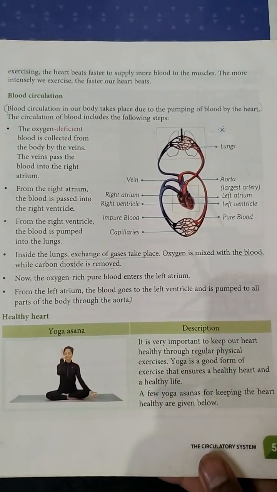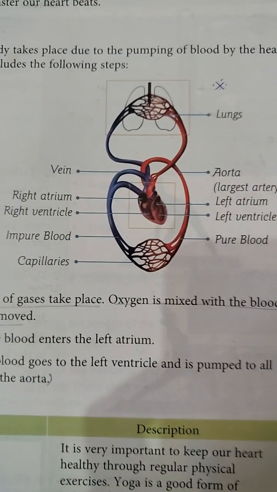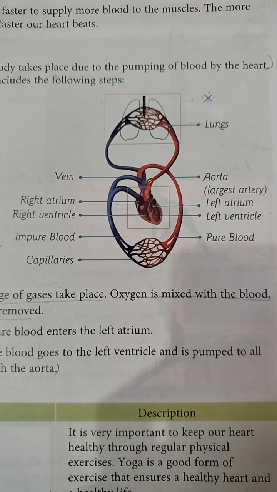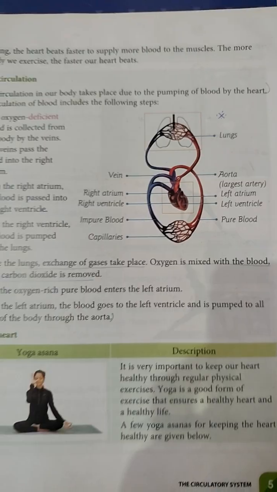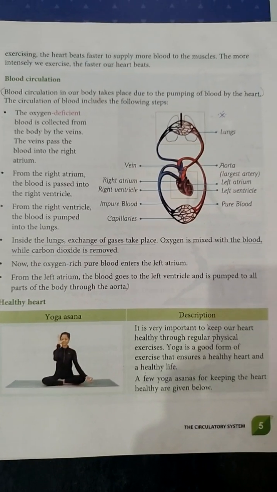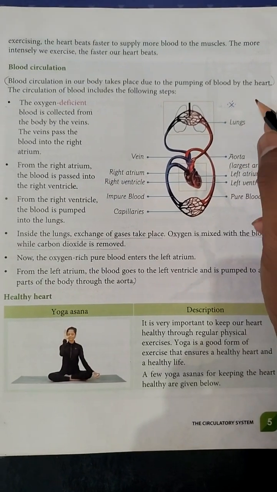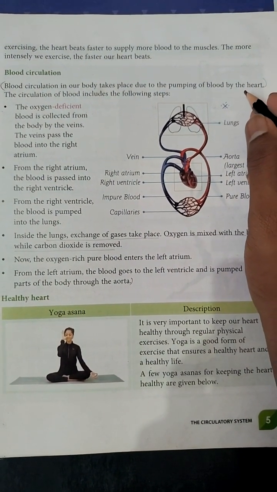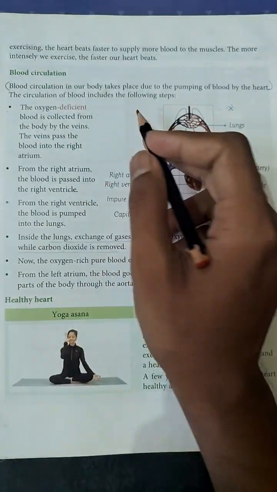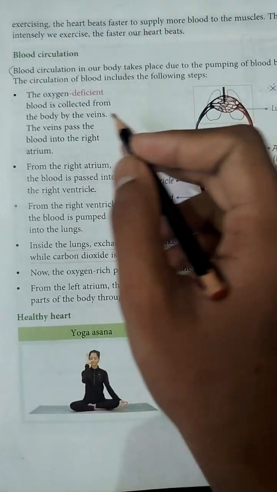Then next we have blood circulation. Here you can see how blood circulation takes place. Let me explain. Blood circulation in our body takes place due to the pumping of blood by the heart. When blood is pumped by the heart, it circulates throughout the body. So it is called the circulatory system.